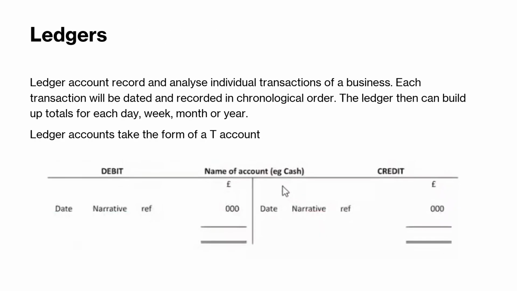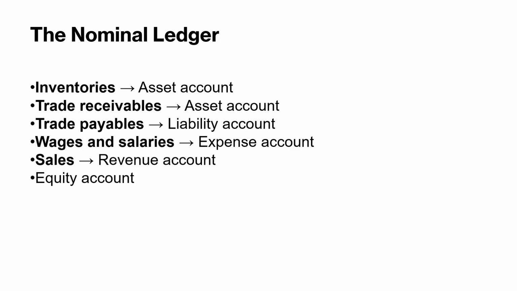Now, let's move on to the nominal ledger. There are three main ledgers in accounting: the nominal ledger, the trade receivable ledger, and the trade payable ledger. The nominal ledger records most items such as income, expenses, assets, liabilities, and even the cash account. The trade receivable ledger contains a separate T account for each customer to track how much money they owe, while the trade payable ledger has a T account for each supplier to show how much the business owes them. We use these ledgers to record and analyze all financial transactions, with each transaction entered into the appropriate T account, making it easier to organize and understand the financial position of the business.